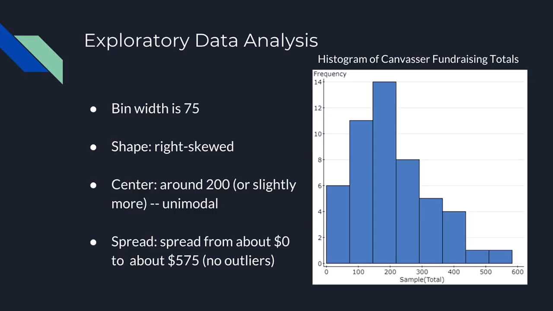So first of all, for some exploratory data analysis, you can see on the right that I've produced a histogram of this canvasser's fundraising totals, or my sample of size 50 for this canvasser's fundraising totals. The bin width is 75. The shape is clearly right skewed, but it looks pretty neatly unimodal, even though it is not approximately normal. The center appears to be around 200 or possibly a little bit more, and the spread appears to be from about $0 to about $575 with no outliers.